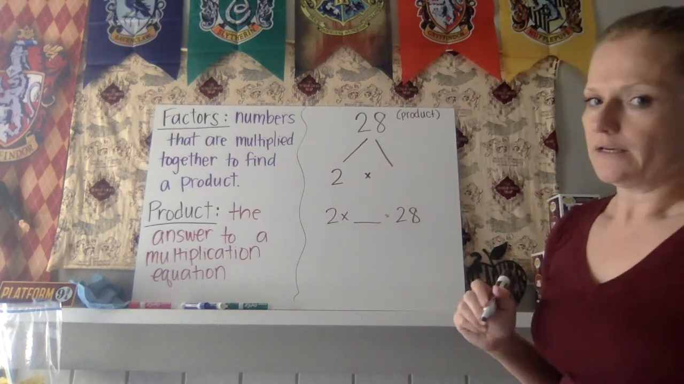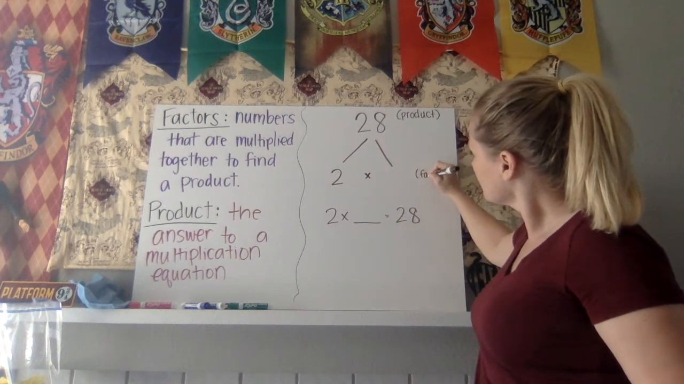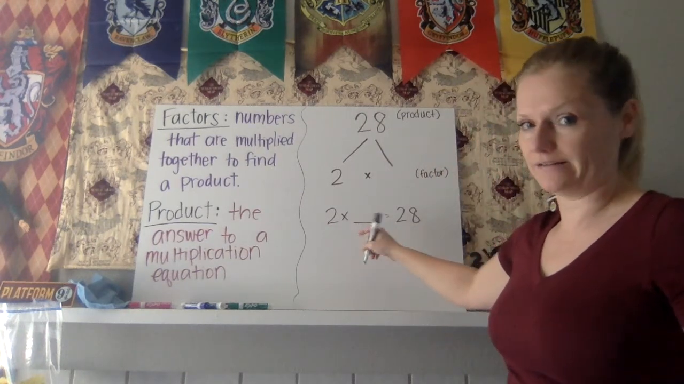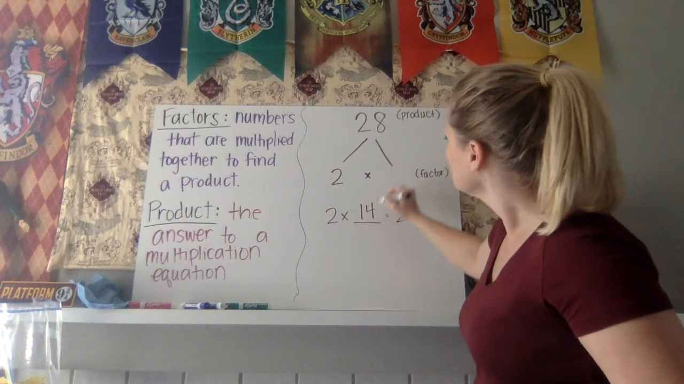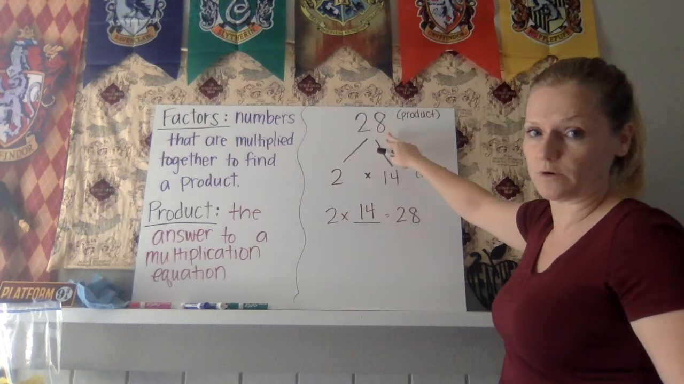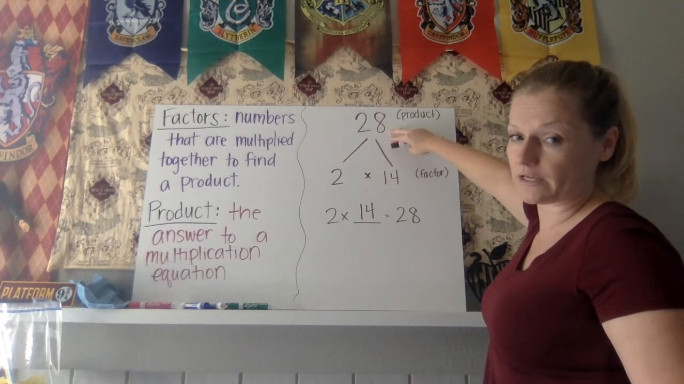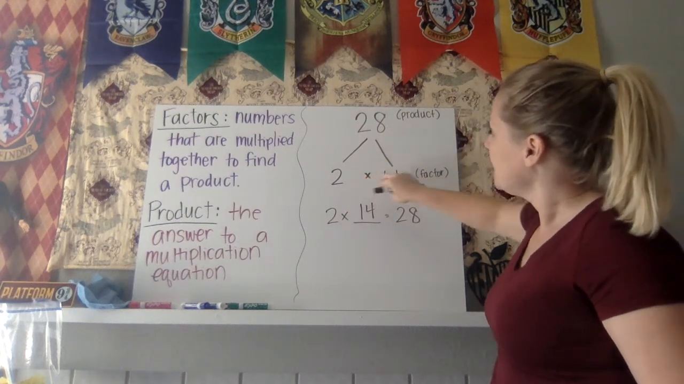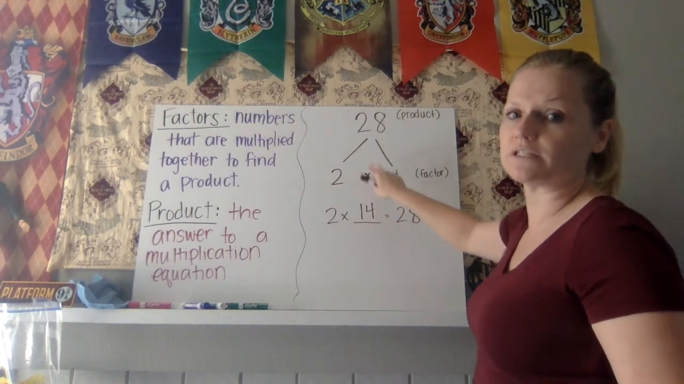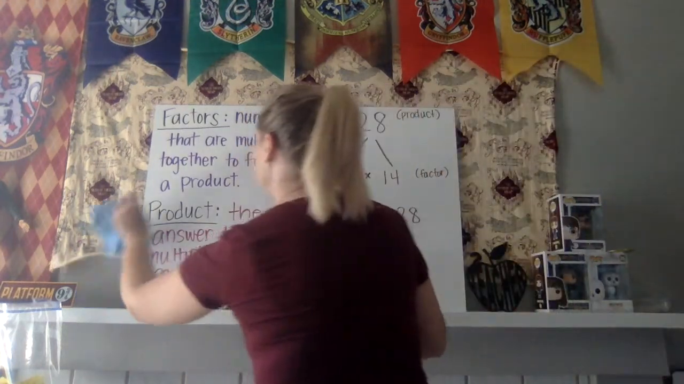Now, we are finding the missing factors. So 2 times 14 is actually equal to 28. So then we would put 14 there. So for the product of 28, there are some factors that can go into that. So 2 and 14 are factors of 28 because 2 times 14 equals 28. Now there's another factor of 28 that we can use as well.